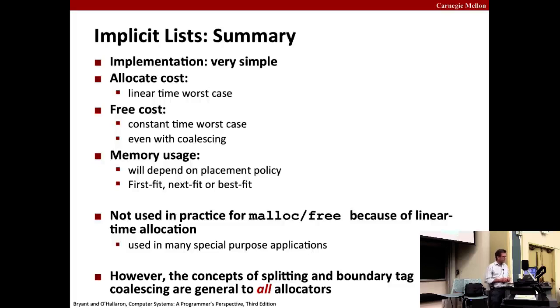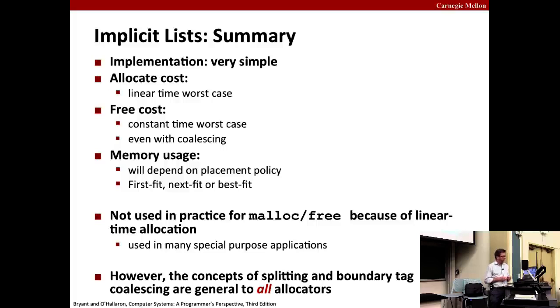Okay, so here's a summary then of implicit lists. It's a very simple kind of allocator. The cost to allocate is linear in the size of the heap, worst case. The cost of free is constant time, even with coalescing. Memory usage will depend on the placement policy: first fit, next fit, or best fit. It's not used in practice because of the linear time cost of allocation.